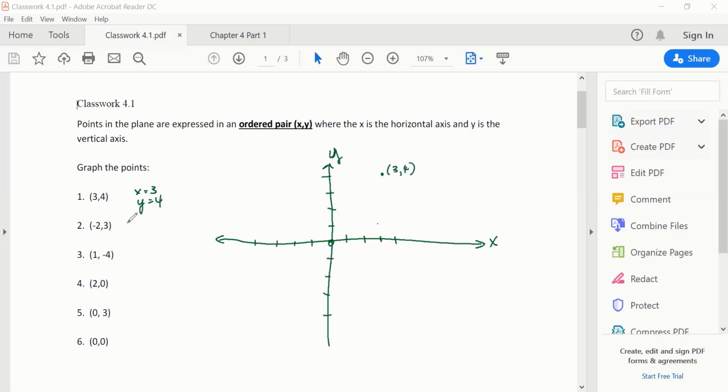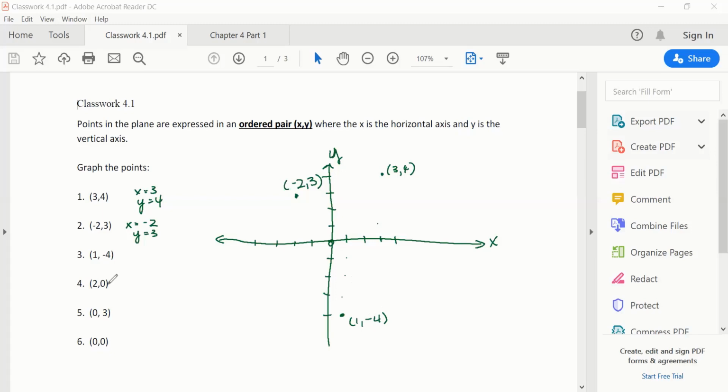Our second point, we have x is -2 and y is 3. So we're going to go 2 to the left and then up 3 in the positive direction. So -2, 3. Our third point, 1, -4, we go 1 in the positive direction, and then we're going to go down in the y direction, 1, 2, 3, 4. So 1, -4.